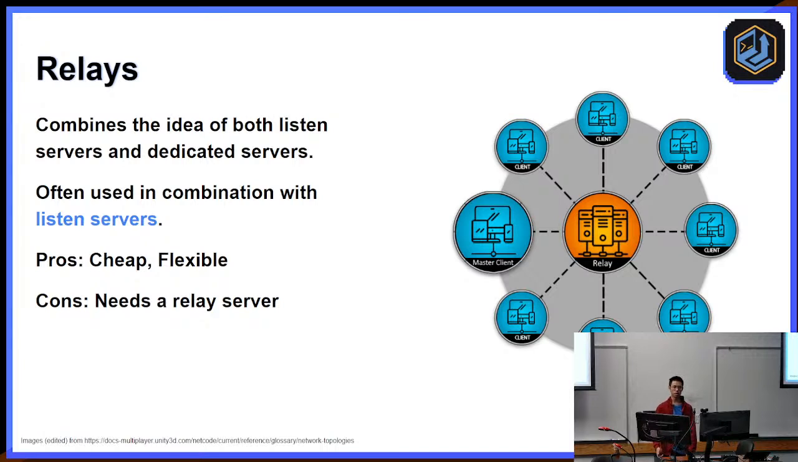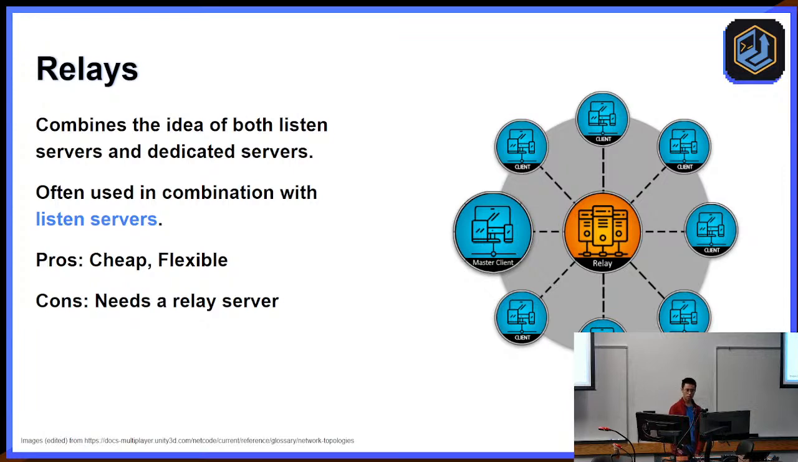So what you do instead is you put a middleman to relay information from the closed-off firewall area to the public internet. Instead of connecting directly to the client host, or in this case the master client, you connect to a relay that talks to the master client for you. And because of this, it's a lot easier to connect.